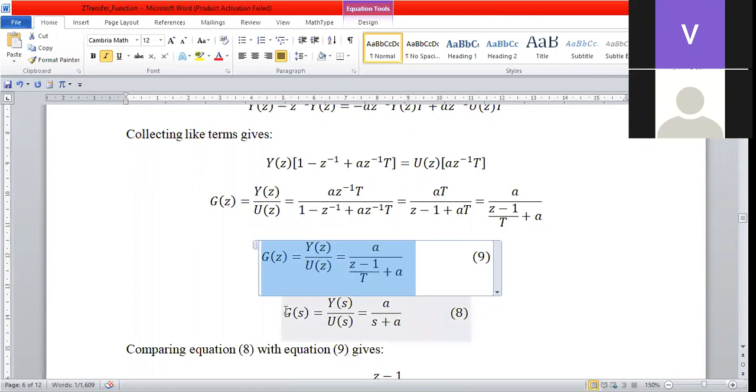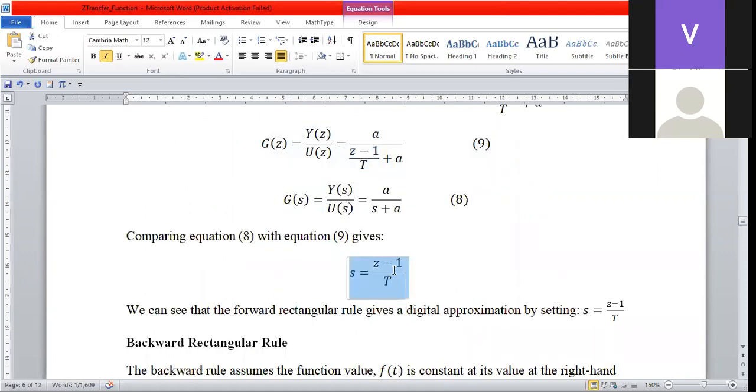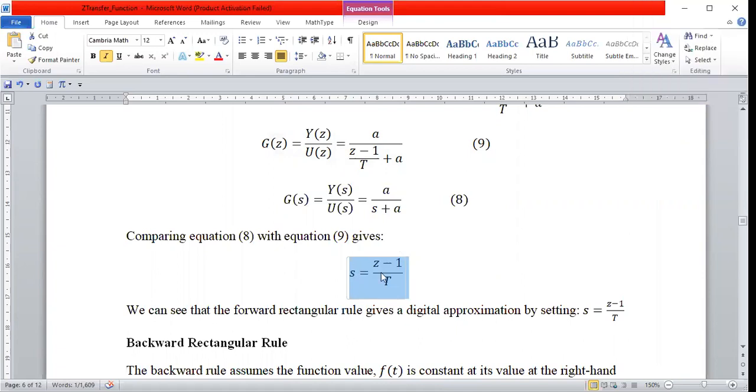Then if you observe, this was the transfer function we started from, and in the z domain, this was where we ended up. You can see that you have a here, you have a here, then you have s. So in order to convert from the s domain to the z domain, you can just say let s be equal to z minus 1 divided by t. So for the forward rectangular rule, instead of s, you're going to replace it with z minus 1 divided by t.